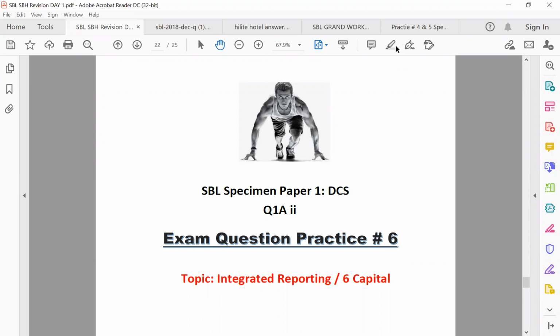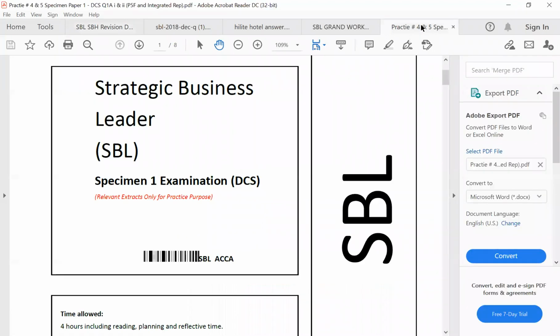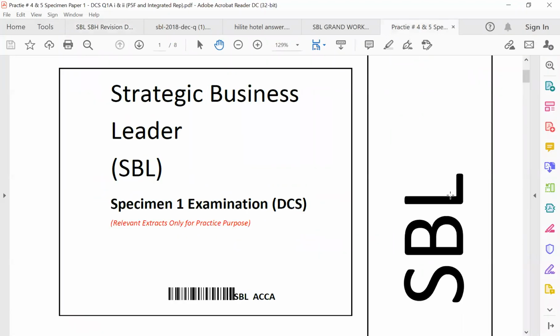In today's world, people want to have good education, good health, and good, let's suppose, sectors in the environment. So this question can once again be asked from you guys, so make sure that you give your 100% attention. I have not extracted the whole question of DCS company, rather I have only extracted the relevant areas just for practice purposes, and I've written it over here as well. Strategic Business Leadership specimen number 1, DCS company, relevant extract for practice purposes.